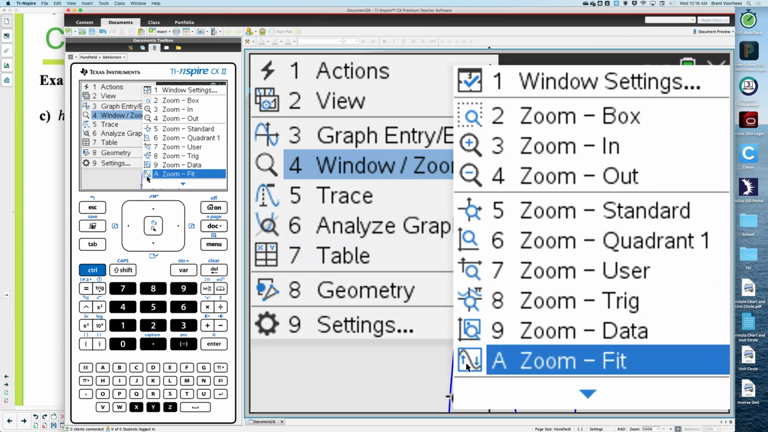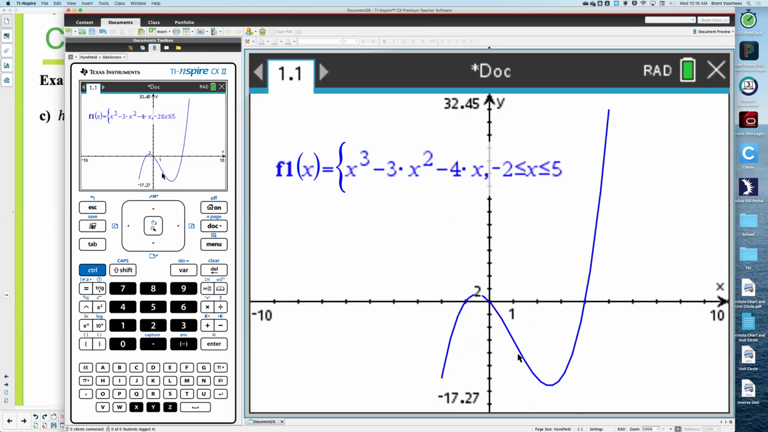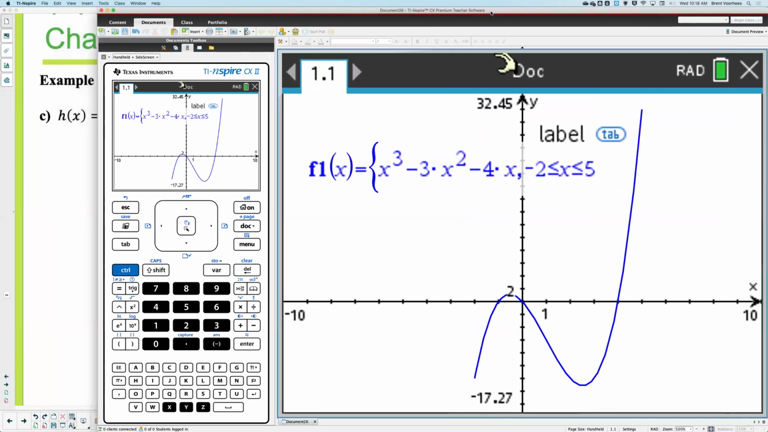Zoom fit, if you notice, look at my screen. The arrows are going up and down. You see how they're going up and down? It only changes y's. It does not change x. So if you're going to use a zoom, you would do zoom, fit, and nothing else in my class.